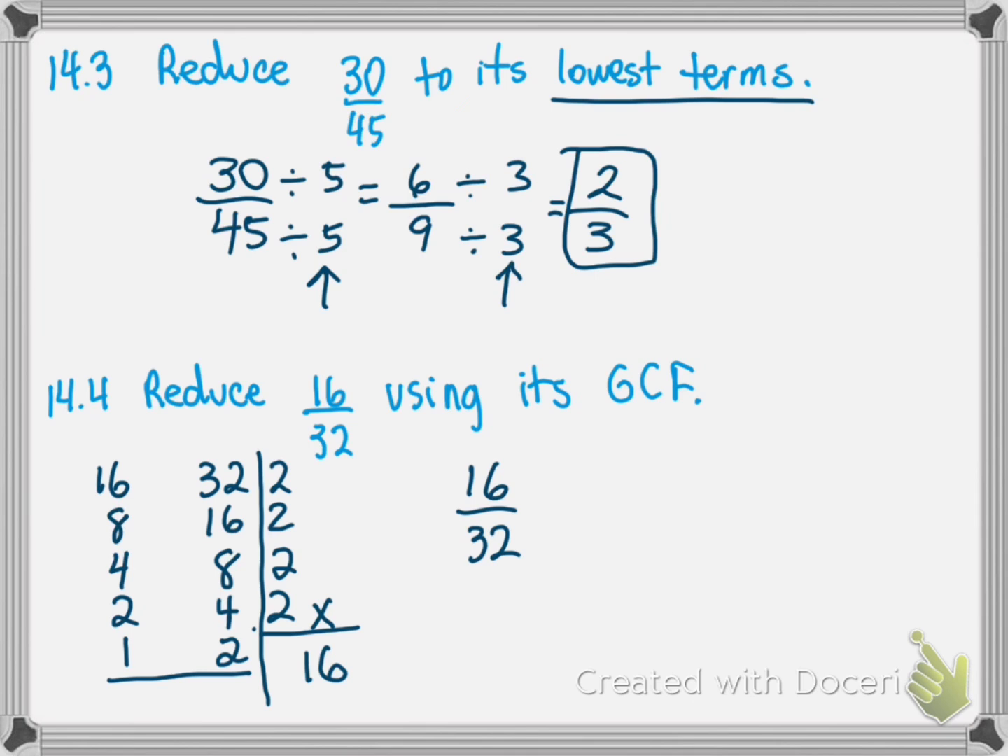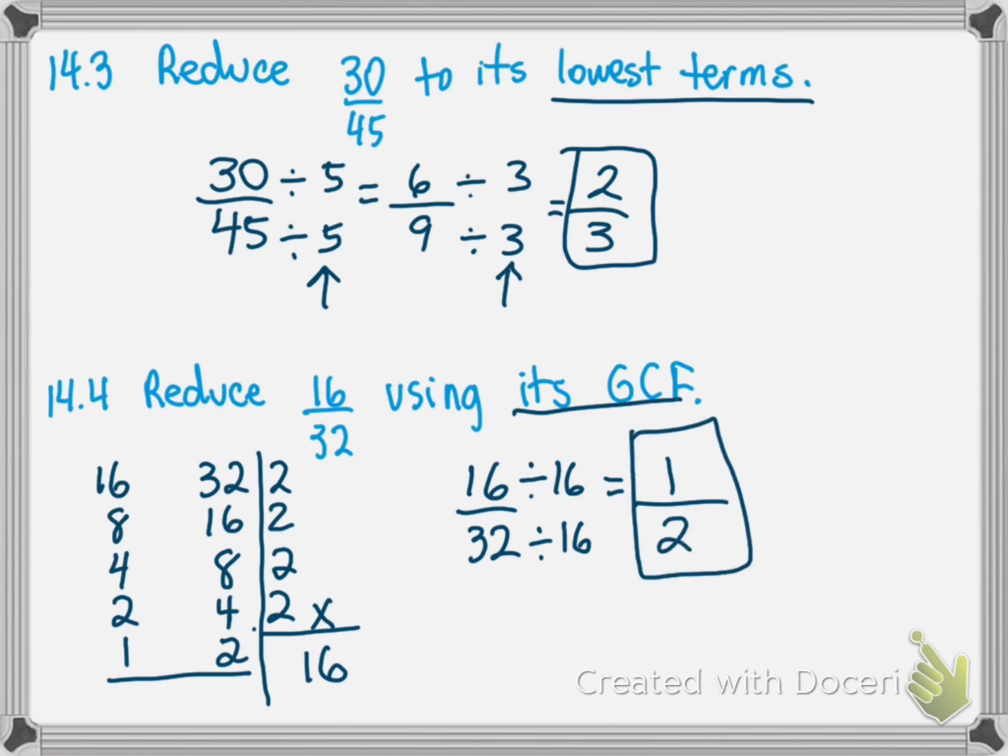So, I'm going to divide by 16 both of them. Instead of dividing by 2 and then dividing by 2 and then dividing by 2, I am going to do it in 1 step using the GCF. And so 16 divided by 16 is 1, and 32 divided by 16 is 2. That would be this fraction reduced to its lowest terms. Now notice an interesting thing: these numbers that we have here, the 1 and the 2, are also the numbers we have here.